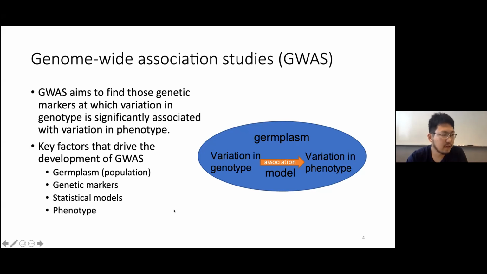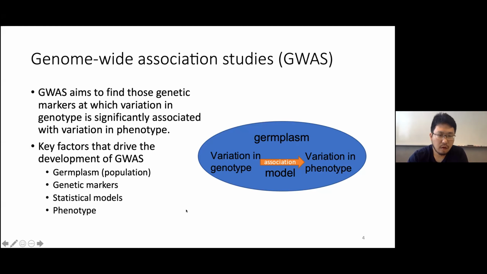But first, let's take a brief look back at how we got there, because genome-wide association study was developed back in the 1990s, but there were researchers mapping genes underlying quantitative traits much earlier than this.